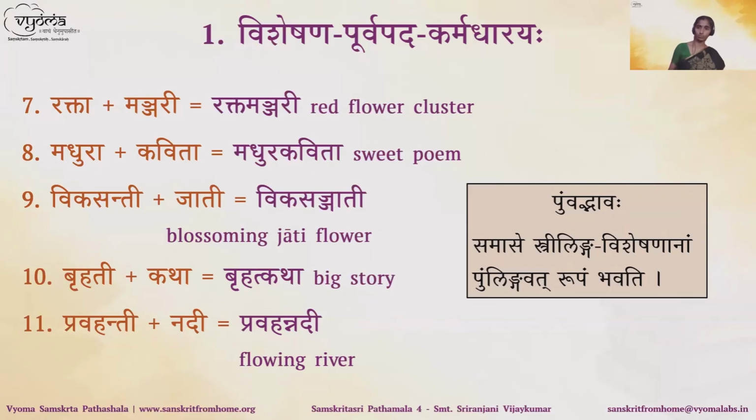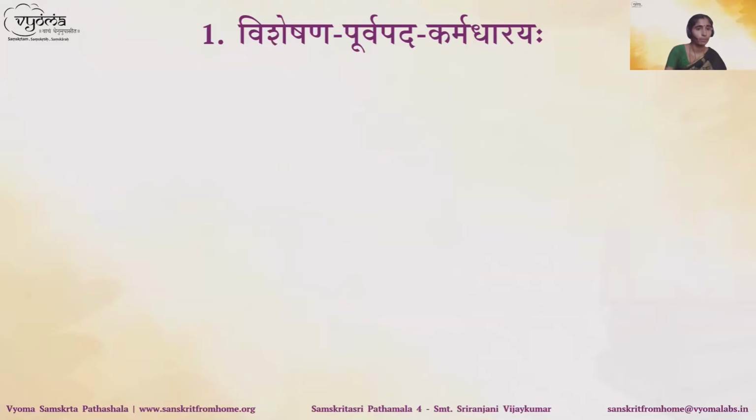We call this pumvad bhavaha. Pumvad bhava means a strilinga word now is heard as a pullinga word. Samase strilinga visheshananam pullingavat rupam bhavati. In the samasta pada, I am talking about the compound word. In the vigraha vakya, it is strilinga only. Rakta manjari, madhura kavita. Why? Because the visheshyam is in strilinga. Manjari, kavita are all strilinga pada. So you are using the visheshanam also in strilinga. When you make a samasta pada, these strilingas will be heard as a pullinga word in the samasta pada alone. So pullingavat rupani bhavanti in the purva pada, for the case of strilinga visheshanas only. This is one thing you have to remember when you use two strilinga padas in the samasa.